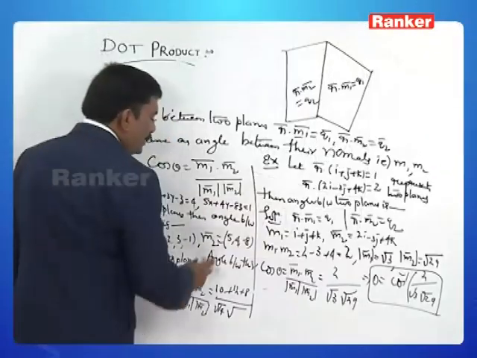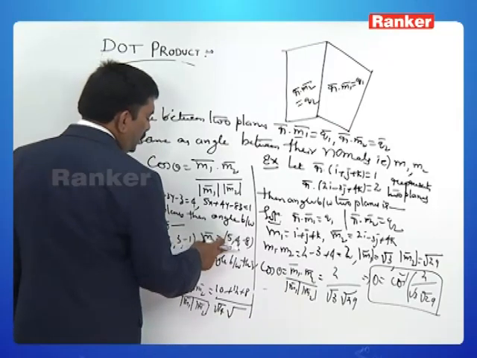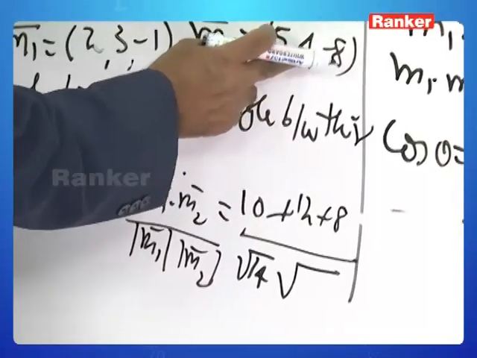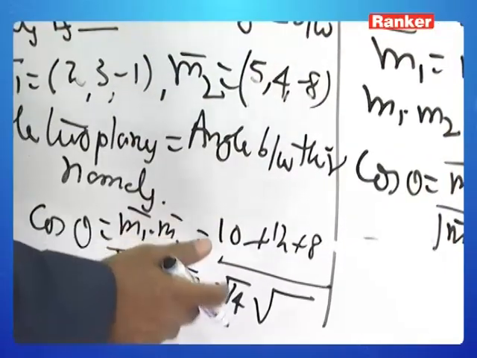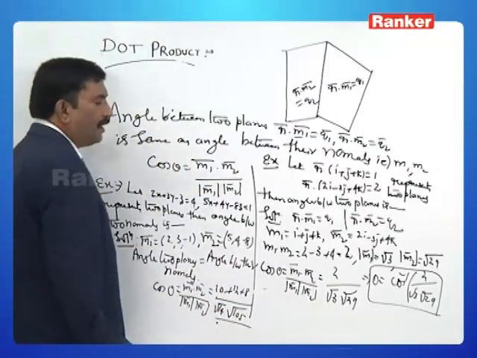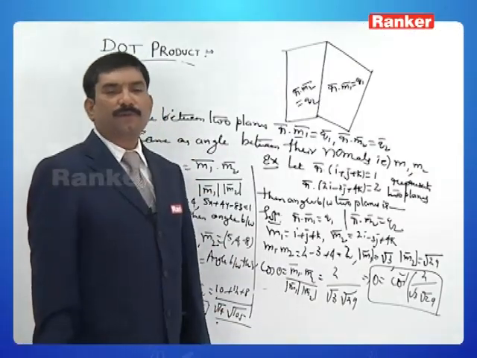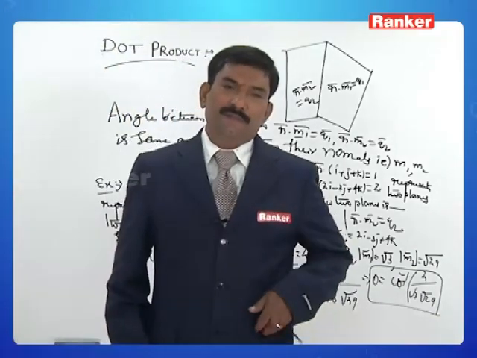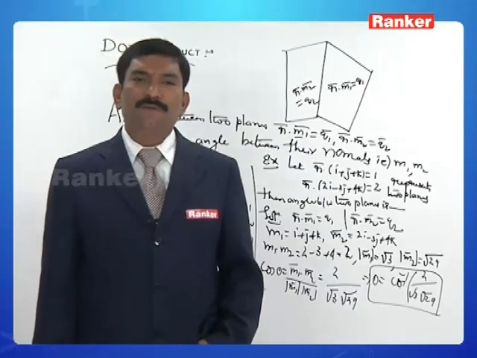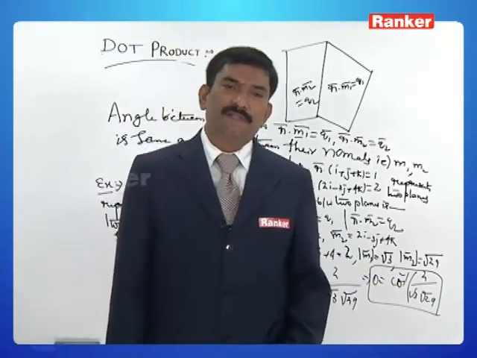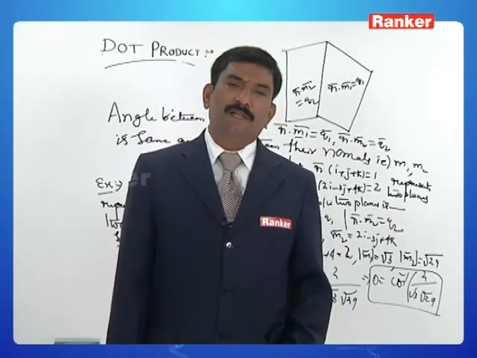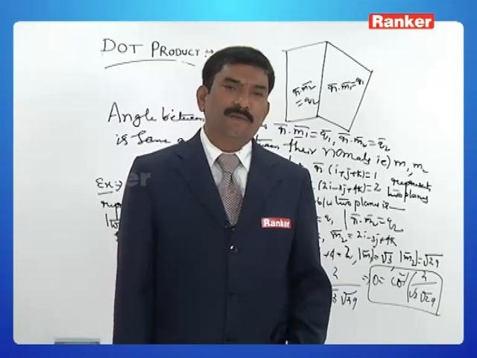Now this is 25 plus 16 plus 64. 64 plus 16 is 80, plus 25, so therefore this becomes 105. Therefore, this is the angle between the what? Two planes. Yes, students, we come across now that the angle between the two planes is the same as the angle between their normals.